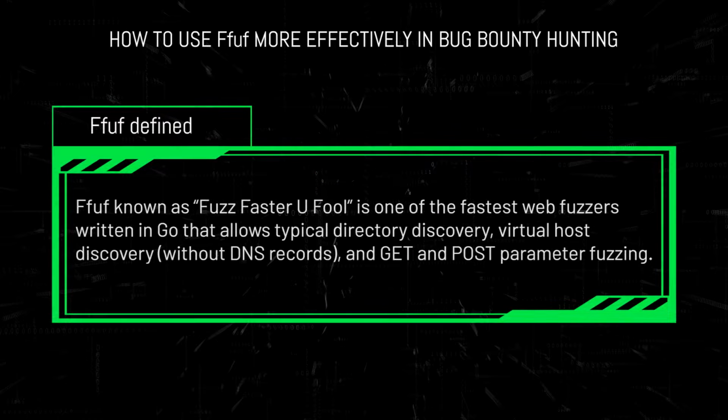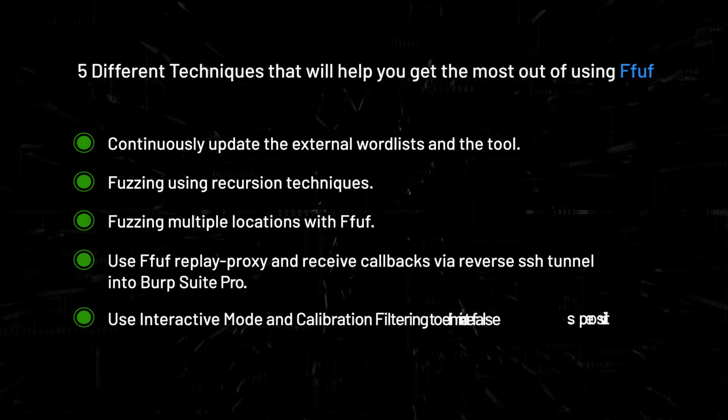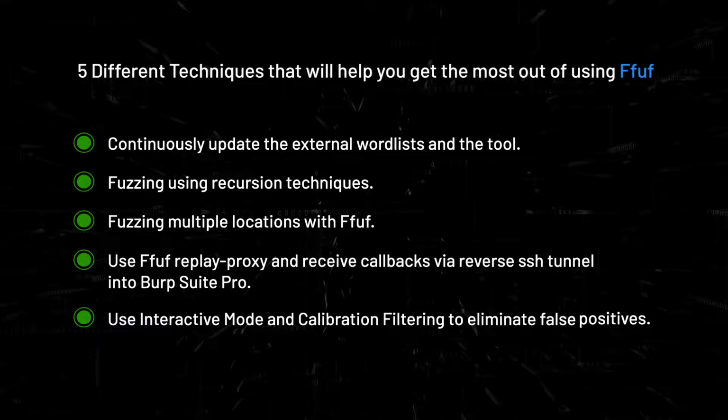Ffuf, known as Fuzz Faster U Fool, is one of the fastest web fuzzers written in Go that allows typical directory discovery, virtual host discovery without DNS records, and GET and POST parameter fuzzing. So let us look at 5 different techniques that will help you get the most out of using Ffuf.